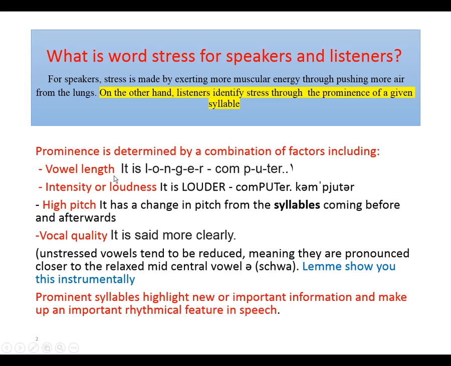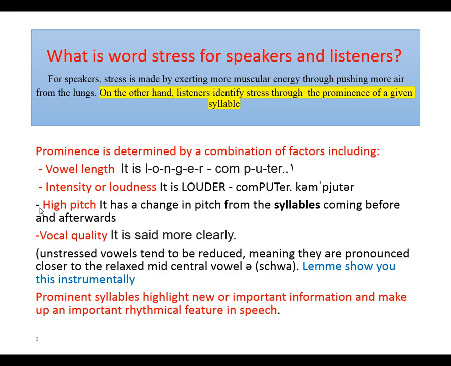It is achieved by a combination of four factors. Number one, vowel length. The stressed syllable is longer than the unstressed syllable, as in the word computer. Okay. Second is loudness. The stressed syllable is louder than the unstressed syllable, as in computer. Okay. Number three, the stressed syllable has a higher pitch than the unstressed syllable.